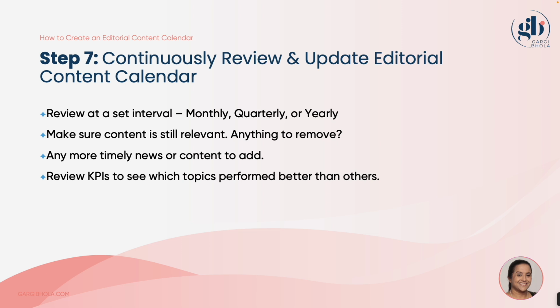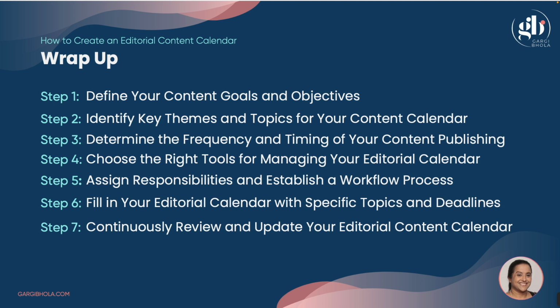So in summary, the steps for your editorial calendar should be: number one, define your content goals and objectives. What content, what platforms, what is your end goal, and your metric of ROI and success for that content. Then decide key themes and topics for your content calendar. What is your cadence? What kind of content and how frequently are you going to be producing it so that you can stay consistent and keep consistent engagement?